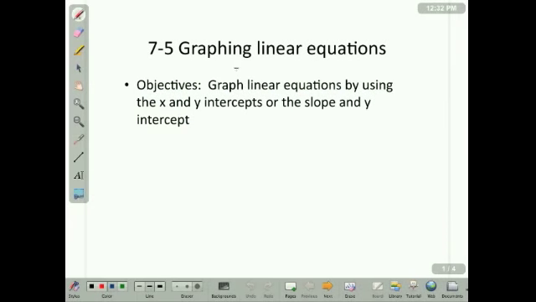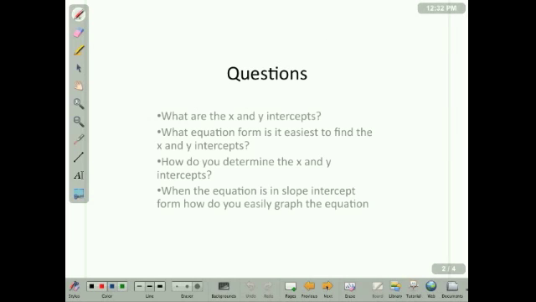In this presentation, we're going to learn how to quickly and accurately graph linear equations by using the x and y-intercepts, or the slope and the y-intercept. Some questions that you're going to need to answer at the end of this presentation: What are the x and y-intercepts? What equation form is it easiest to find the x and the y-intercepts? How do you determine the x and the y-intercepts? Finally, when the equation is in slope-intercept form, how do you easily graph the equation?